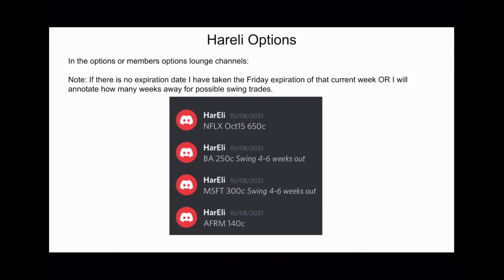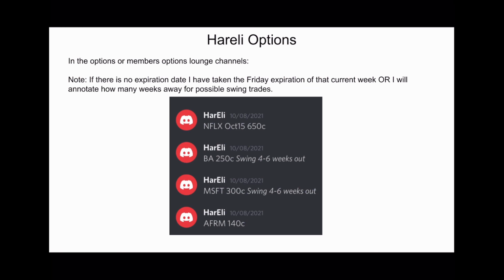And in the options channel, or the members options lounge channel, if you choose to use that, just a few things to note. So we went over Netflix. Netflix, October 15 expiration. If it hits October 15th and it doesn't hit 650 or it goes against you, then of course your premium just basically goes to zero.